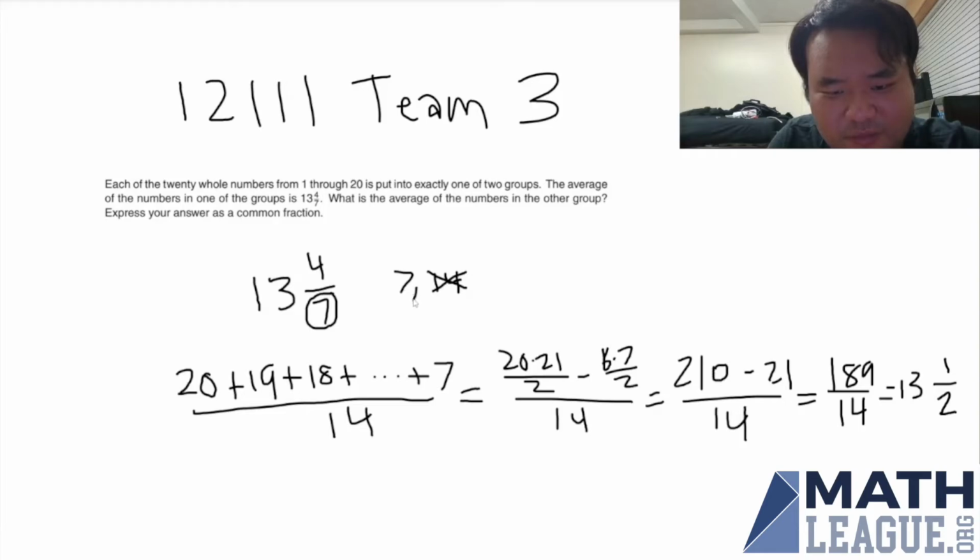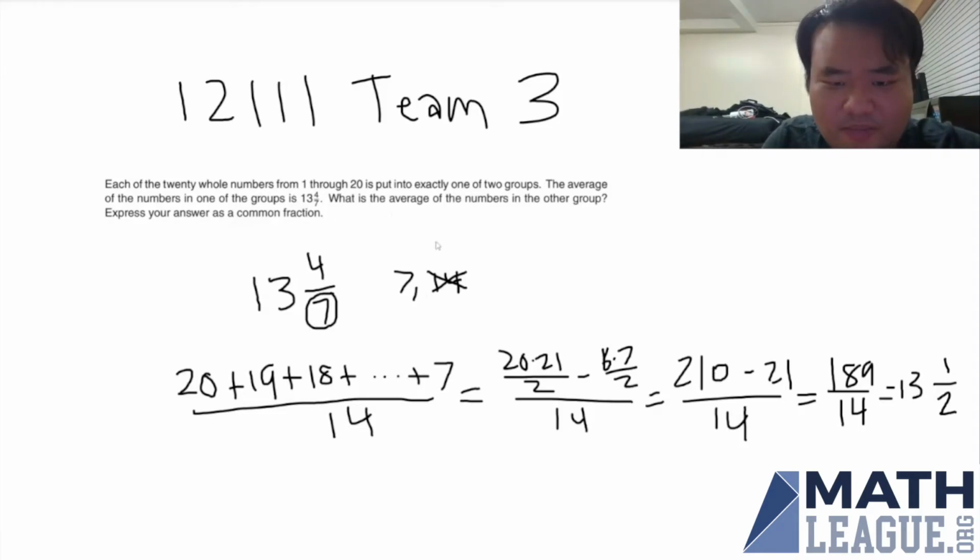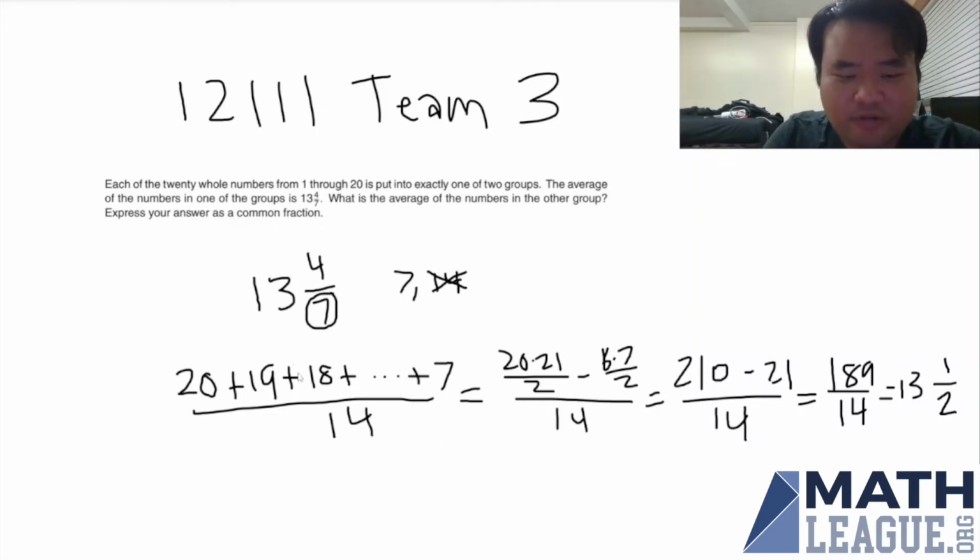This means that there are 7 numbers in the first group. This also means that there must be 13 numbers in the other group. So we try to calculate.